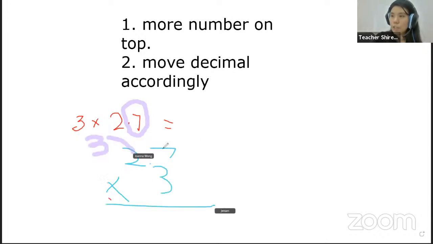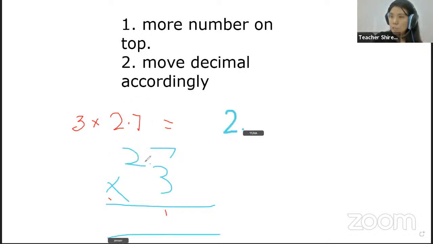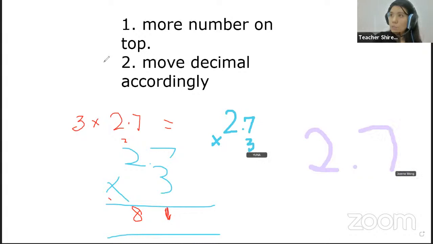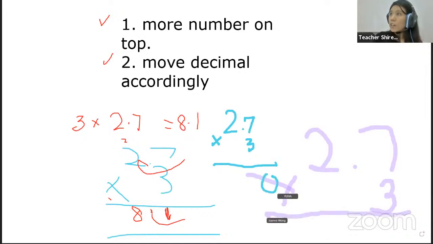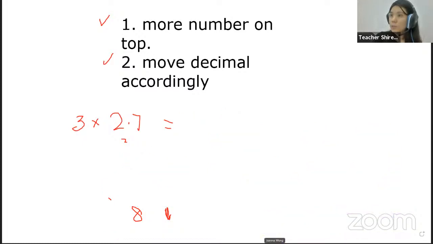Very good. So this is how you write it. 7 times 3, 21. 3 times 2, 6, 6 plus 2, 8. Just a normal times. Then your second step is move the decimal accordingly. So here jump 1 time, so here also jump 1 time. So the answer is 8.1. Got it? Okay. Can you clear your own version?